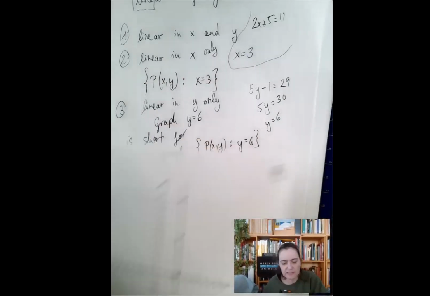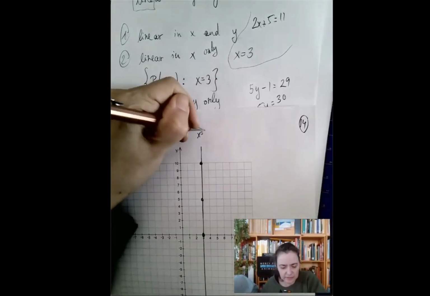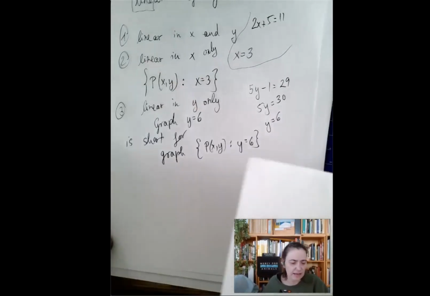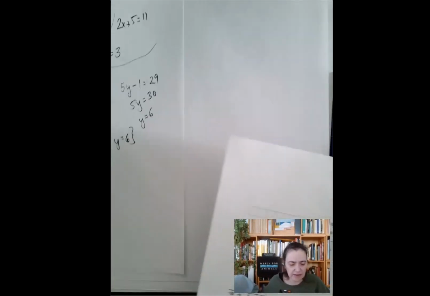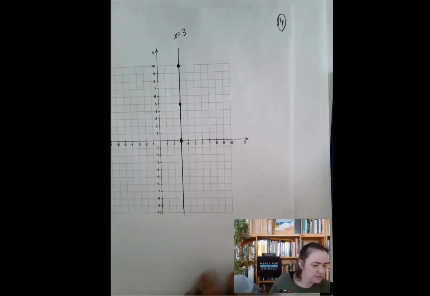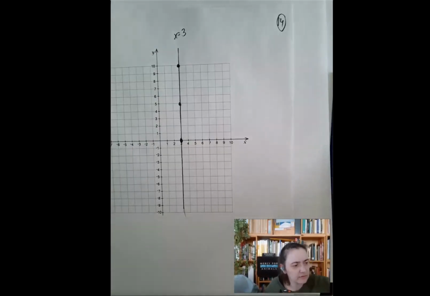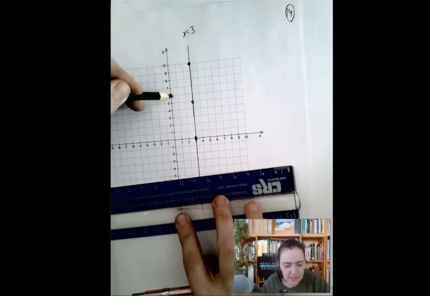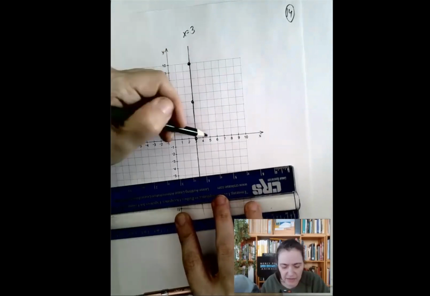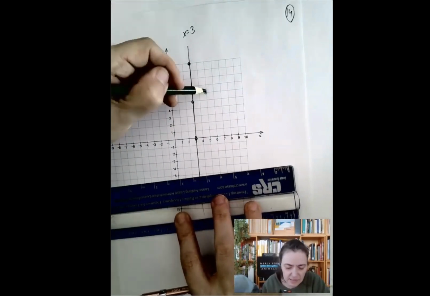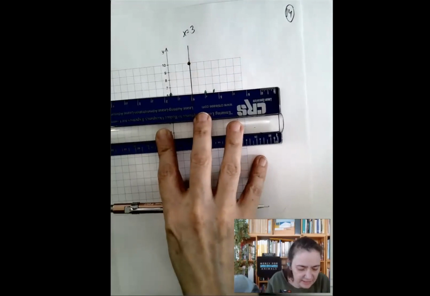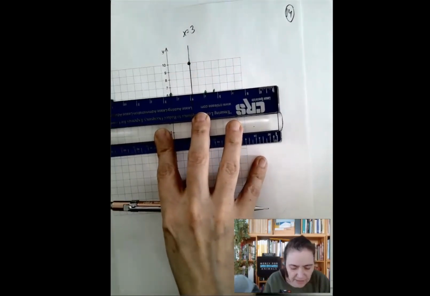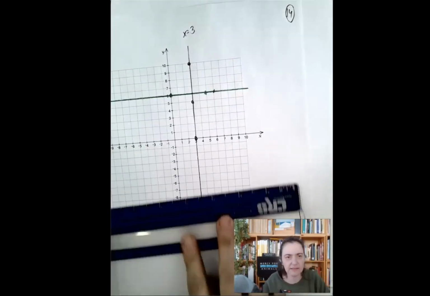So the equation of this line is x equals 3. And y equals 6 would look like this. If x is 0, y is 6. If x is 5, y is still 6. If x is 6, y is still 6. Y doesn't care. For every x, y is 6. That's what that looks like.